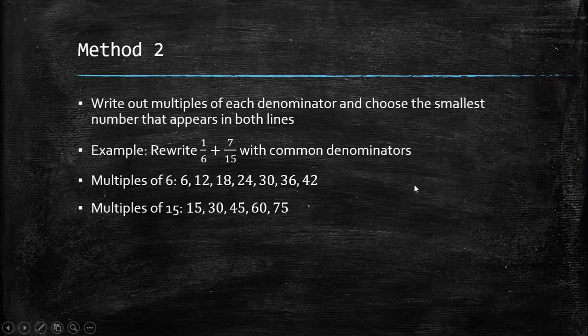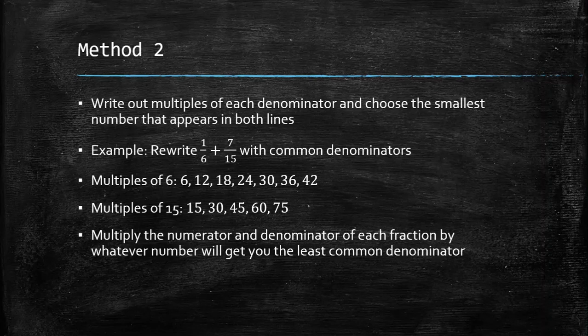So that means we want to rewrite both of these fractions to be over 30. And make sure you're multiplying the numerator and the denominator by whatever number will get you that least common denominator. So for the 1/6, we want to multiply both the numerator and denominator by 5, because 6 times 5 is 30. And for the 7/15, we want to multiply both the numerator and denominator by 2, because 15 times 2 is going to get us 30. So when we multiply the 1/6, we get 5 over 30. And when we multiply the 7/15, we get 14 over 30. And now we've got something that we can actually add up.